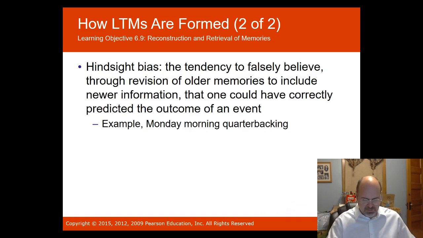One of the things we could be influenced by is what Barrick in 1996 called hindsight bias. This is a tendency to falsely believe, through revision of older memories to include newer information, that one could have correctly predicted the outcome of an event. For instance, a lot of people like to be Monday morning quarterbacks. Oh yeah, of course, hindsight is 20/20.